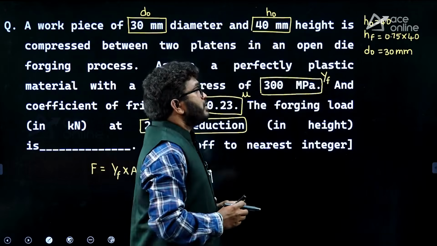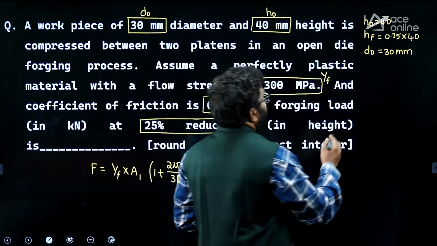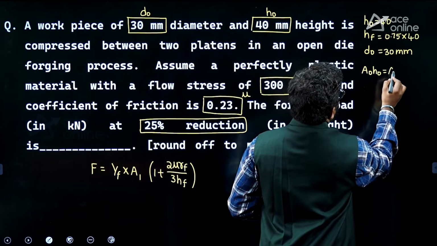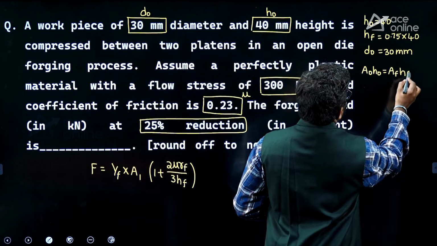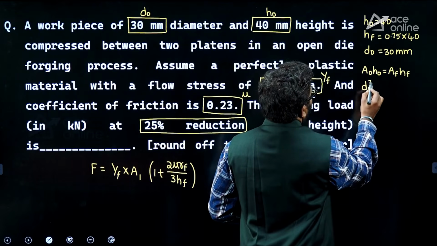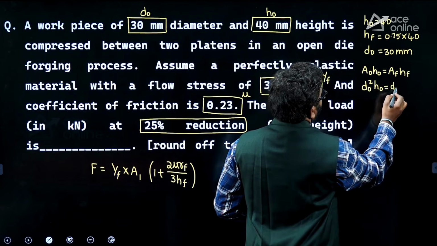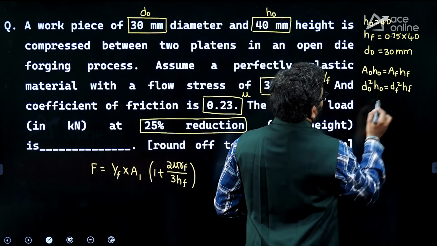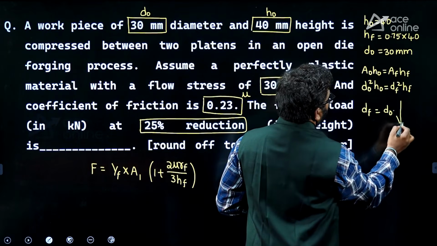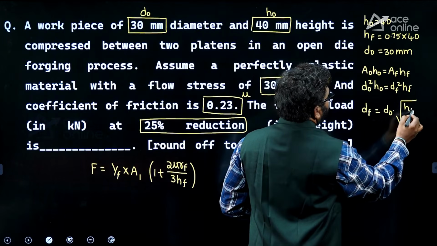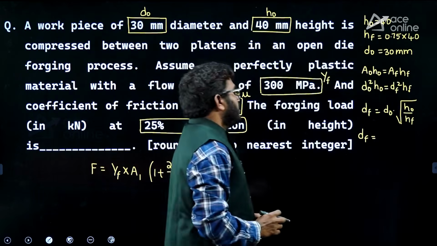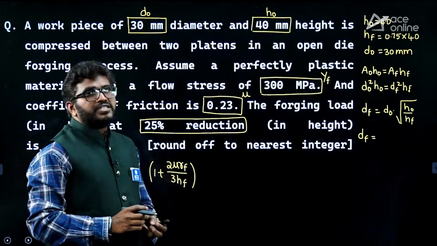First we should calculate the final diameter. Since the volumetric change is 0, I can write A naught H naught equals A_F H_F, or D naught squared H naught equals D_F squared H_F. I want D_F, so D_F equals D naught into under root of H naught by H_F.